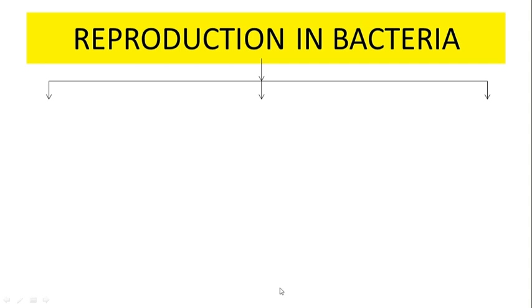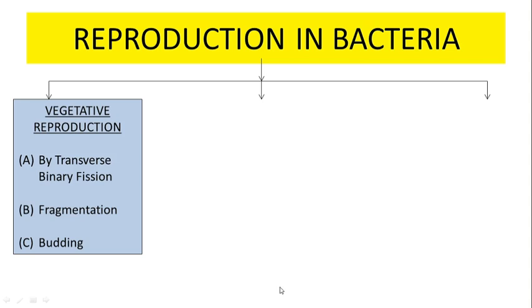Now let us see the reproduction in bacteria. Bacteria can reproduce in three ways. First, by vegetative reproduction. For example, binary fission, fragmentation and budding.